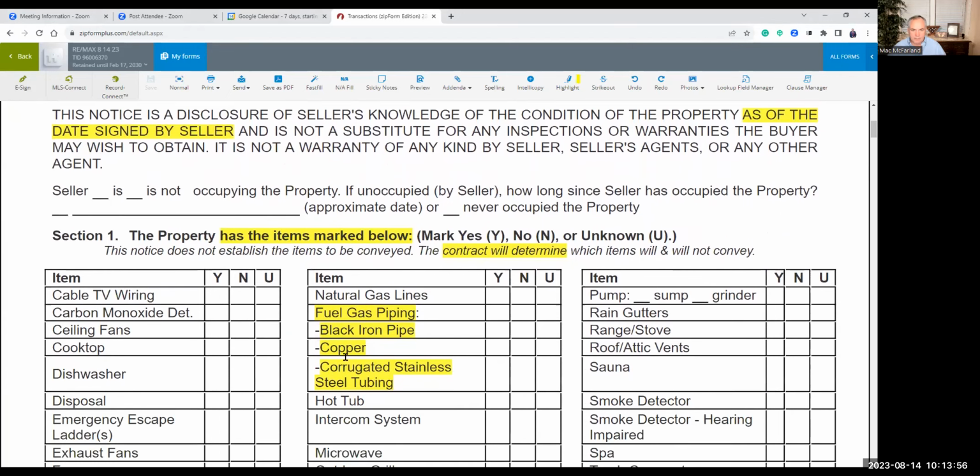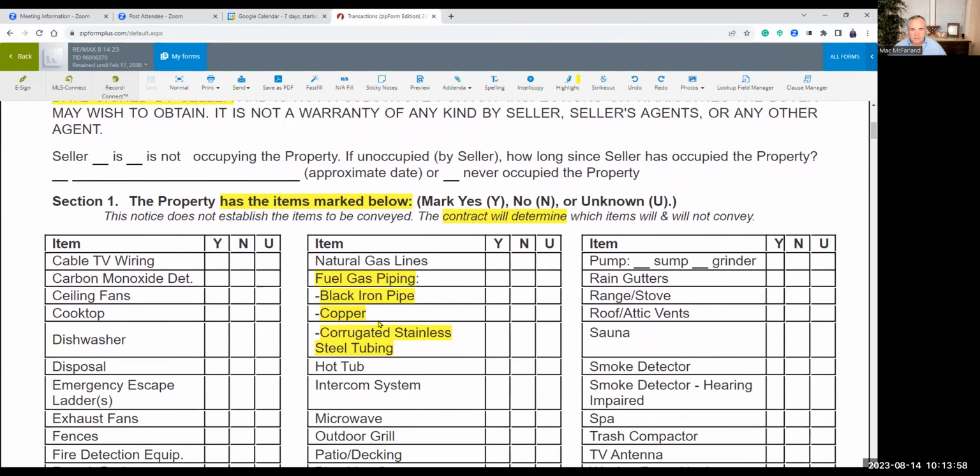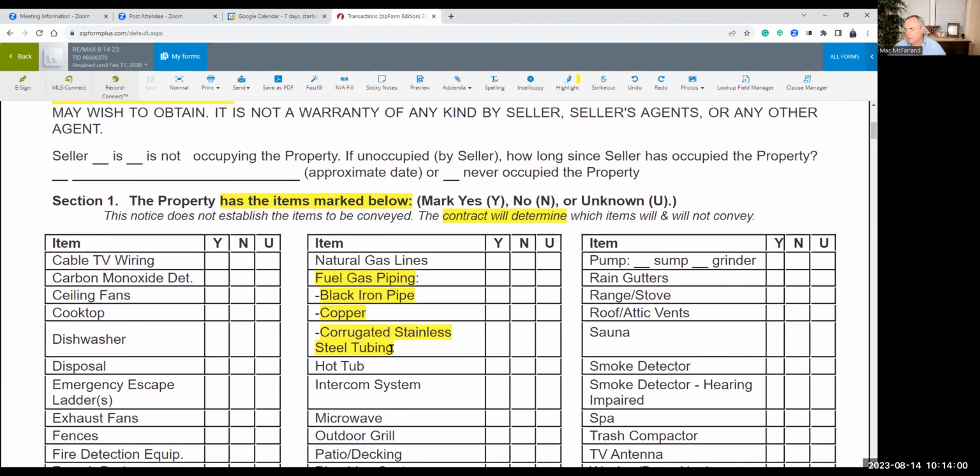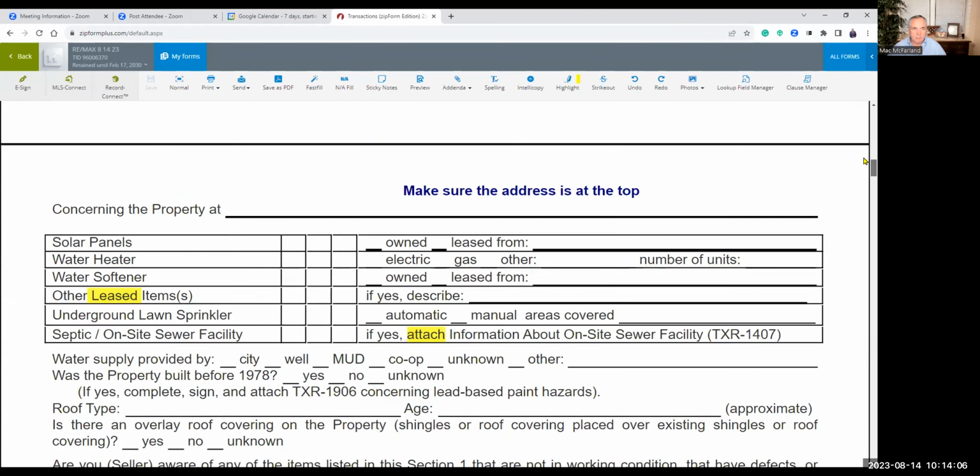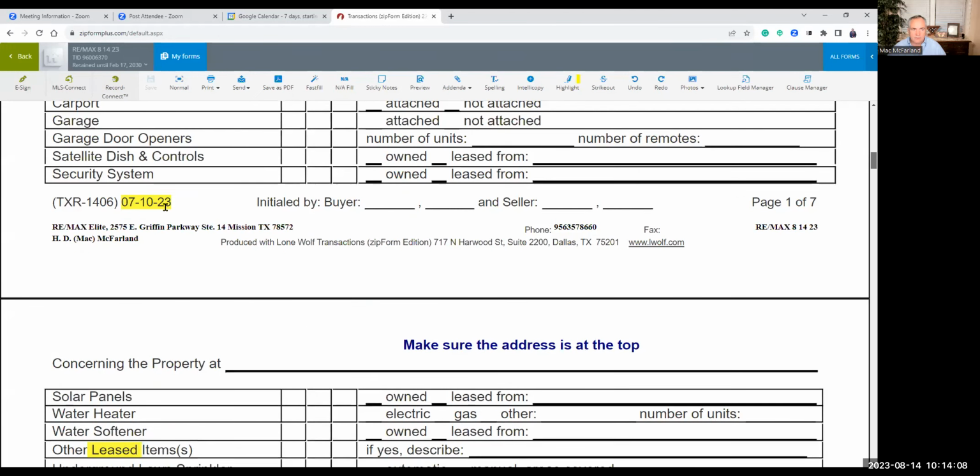Black iron pipe, what kind of pipe is being used? That's the change. You'll know that it's the new one because on the bottom left-hand corner, it'll say 71023. That's how you know you have the new one. And on TREC, it's going to be in the upper right-hand corner if they're using that one, or what Gustavo called the shorter one. So either one of those two corners will give you the date.